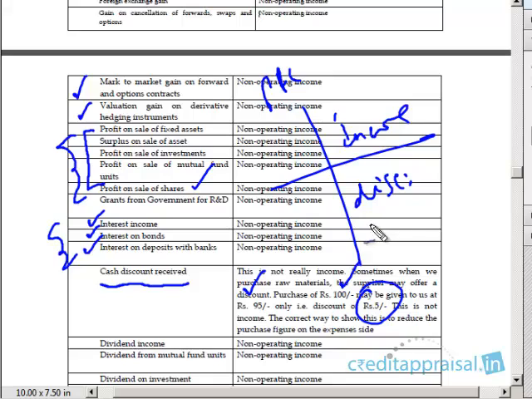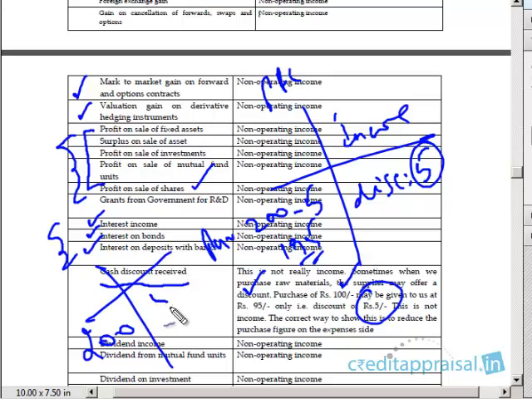The better way to do it is, say for example the purchase is 200. A better way is to deduct that amount. For example, deduct this 5 and show 195. You can show on the purchases side 200 and discount received 5. This is also correct, or net it off and directly show 195.